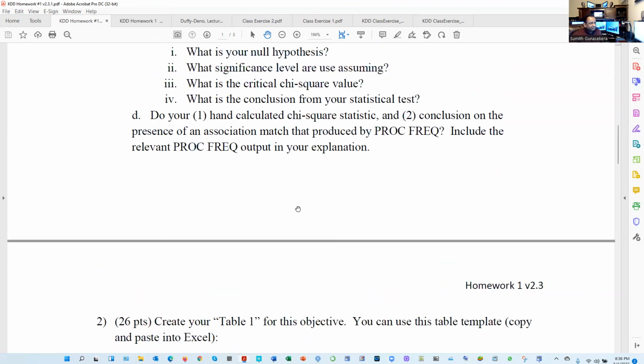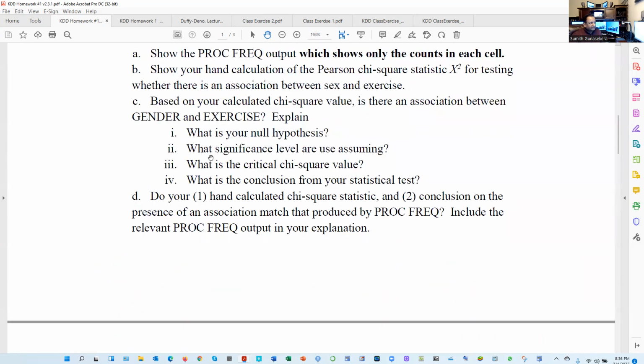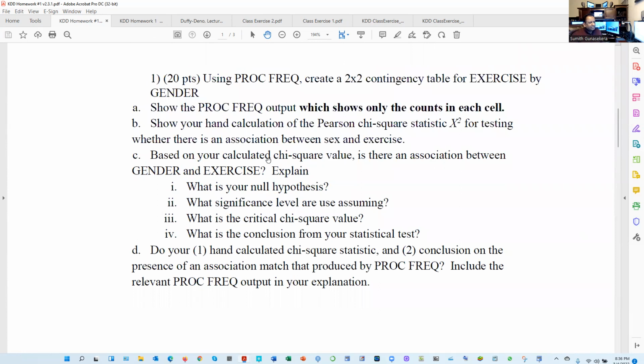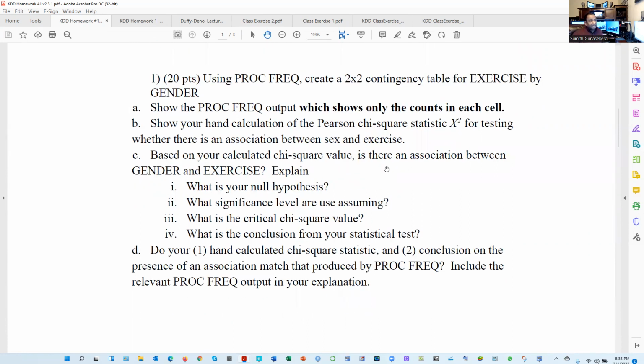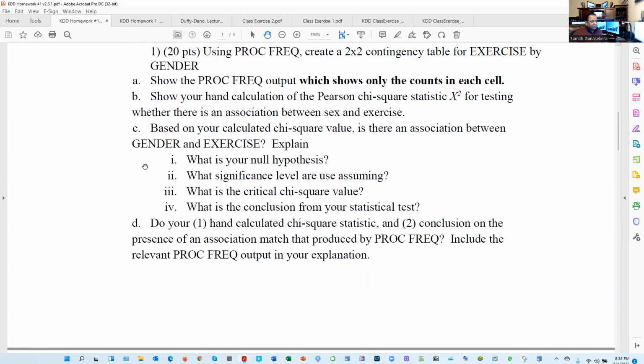Yeah, this one. Sorry. I'll show you a hand calculation of the p-value and chi-square statistics. Chi-square for testing whether there is an association between sex and exercise. Based on your calculated chi-square, you can also get this done by running the procedure frequency, along with the other necessary functions, and you can get the value too. But we want you to do that one by hand.